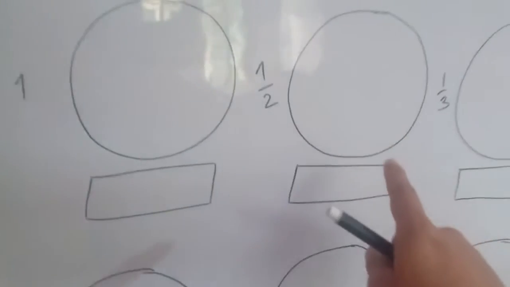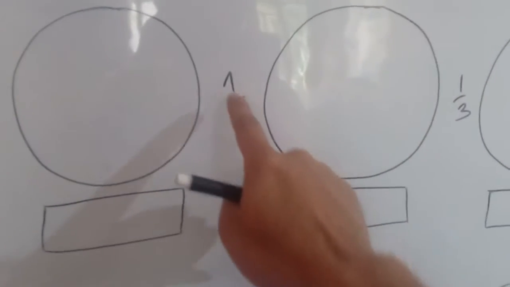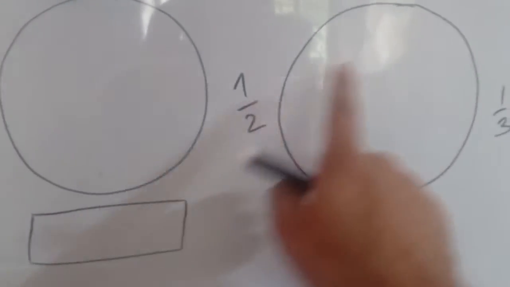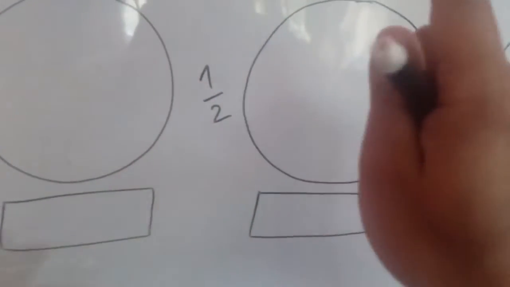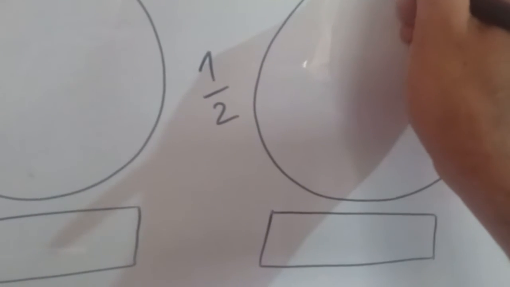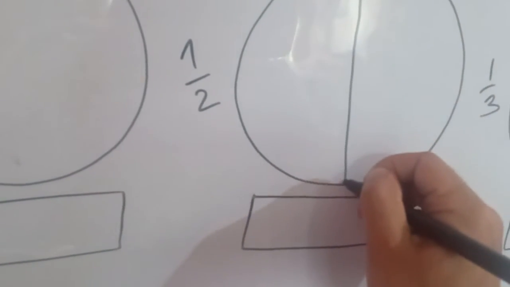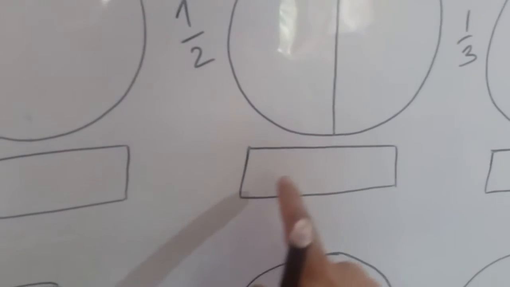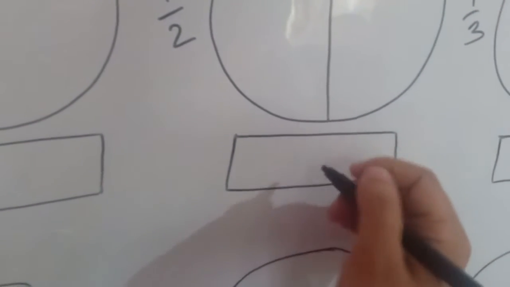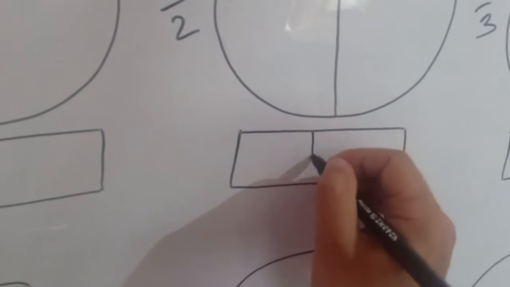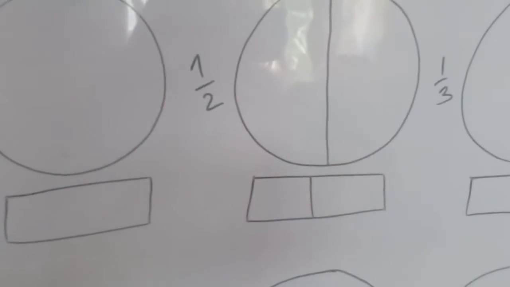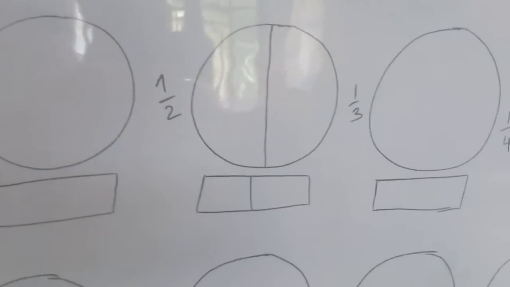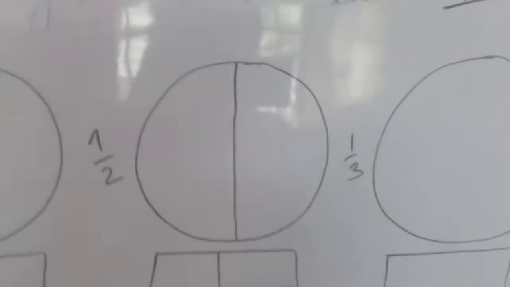But in the second figure we have 1 by 2. So we have to divide this whole into 2 equal parts. I'm going to draw this line. Both are equal in size, and I'm going to divide this rectangle into two equal parts as well. So here the condition is correct.